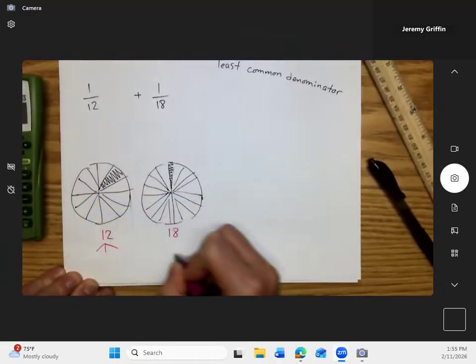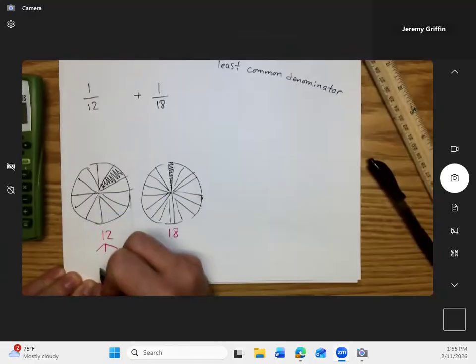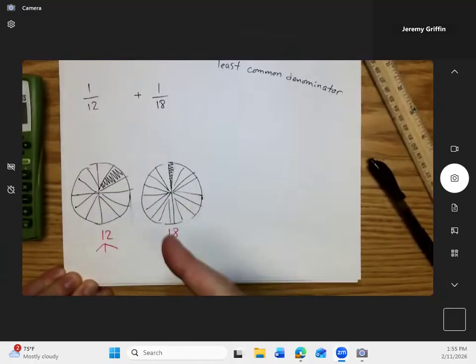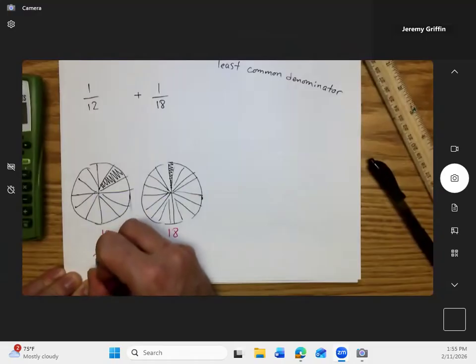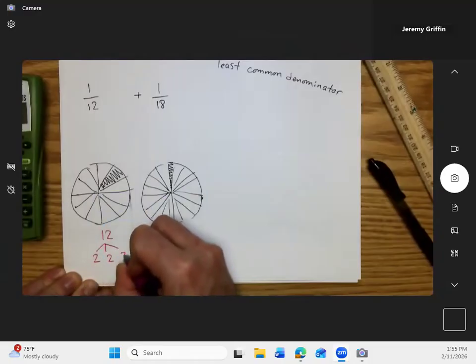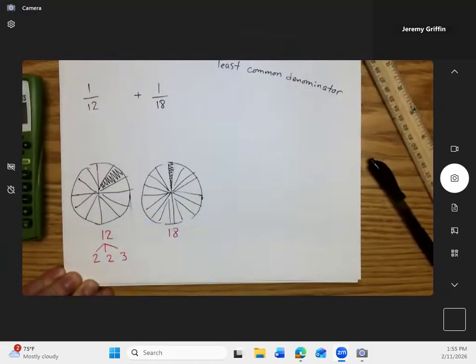Guys, 12 breaks down into what times what times what? 6 times 2. Yeah, 6 times 2. And then 6 further breaks down to 2 times 3. So let's go 2 times 2 times 3. That could multiply up to 12.